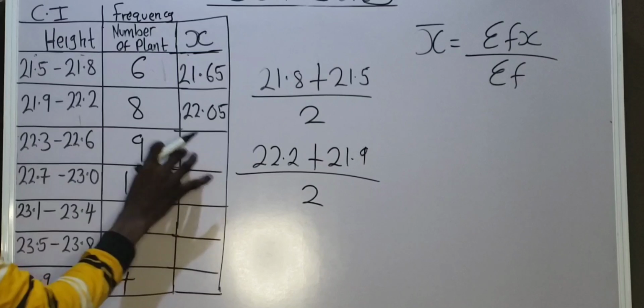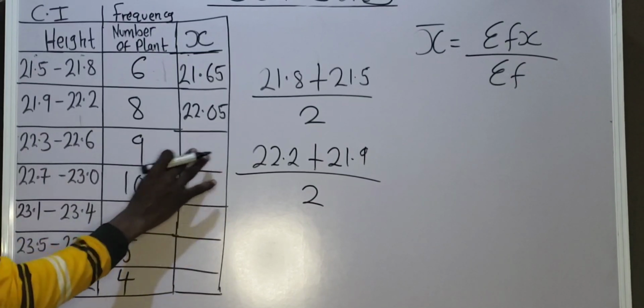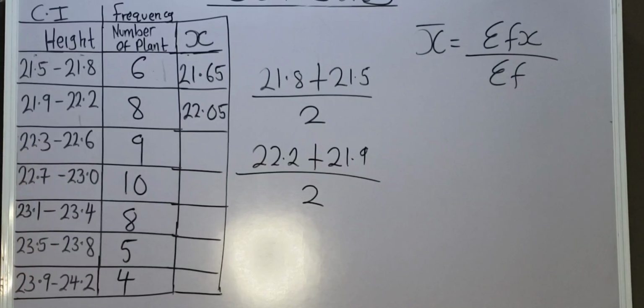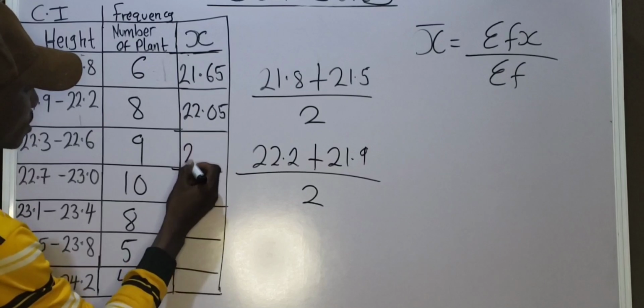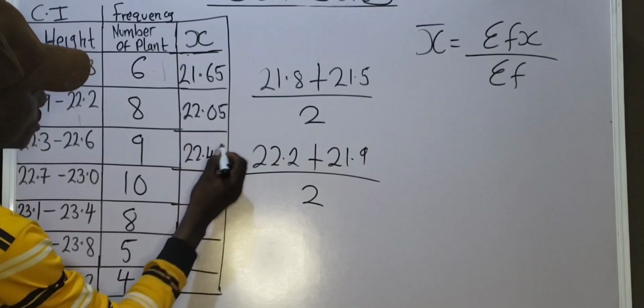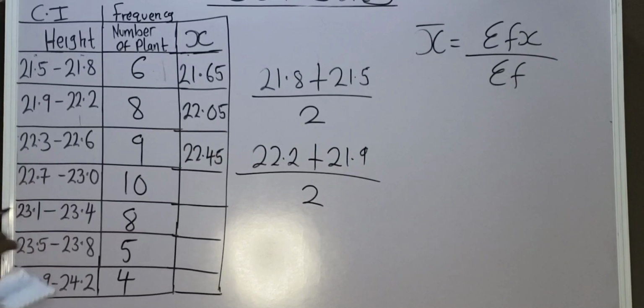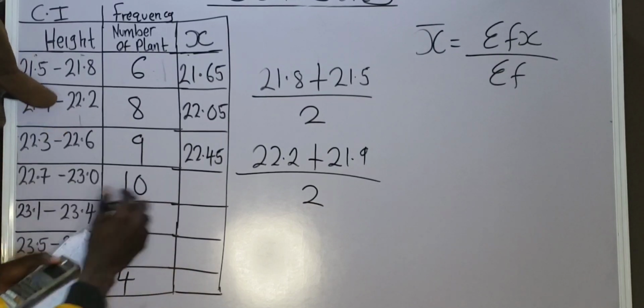So let's get the midpoint of this. To get the midpoint of these cells, we are going to add both the upper class interval and the lower class interval and divide it by 2. So for this, I'm going to have 22.6 plus 22.3 divided by 2. So that is 22.45. For these cells, I'm going to have 23.0 plus 22.6 divided by 2. So that is 22.85.